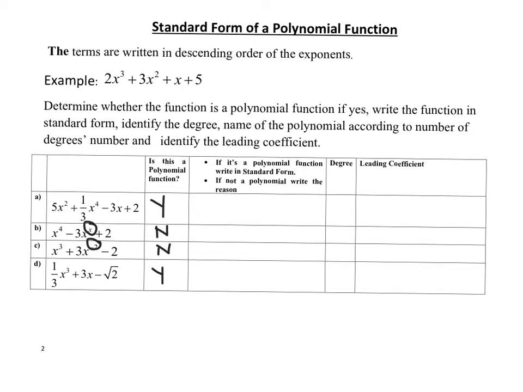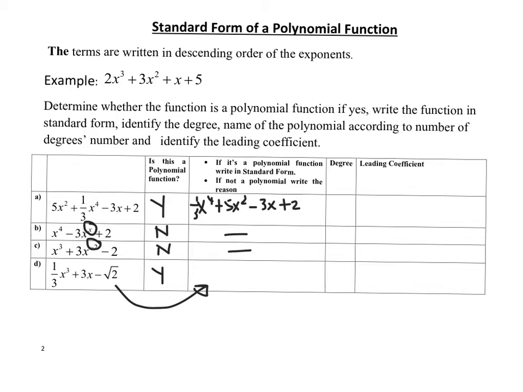So here we can write it in standard form, starting with the highest exponent. So 1/3 x to the power 4 plus 5x squared minus 3x plus 2. Okay, and now let's go to the next one. The next one we don't need to write. This one is already in standard form, so it will just stay the way it is.